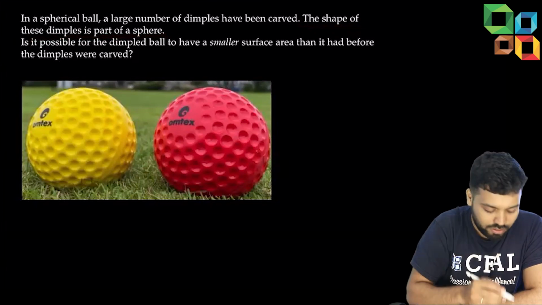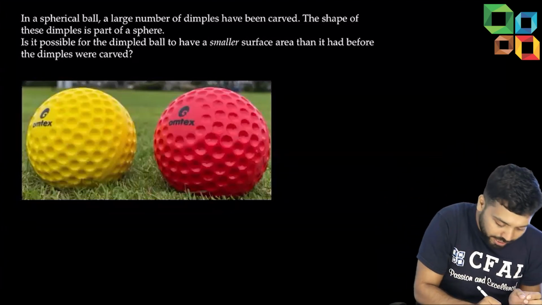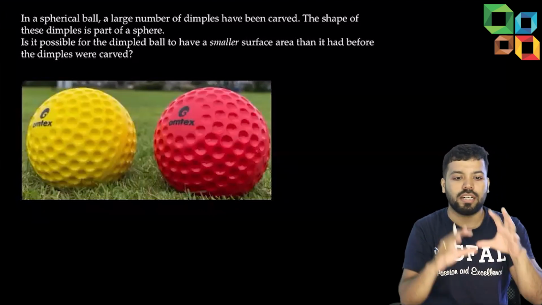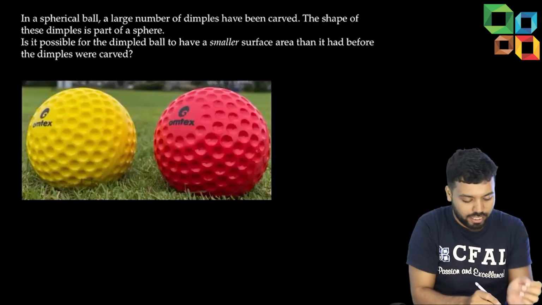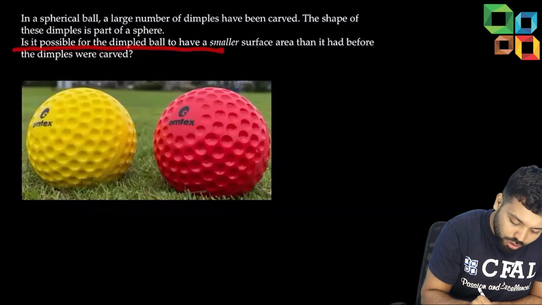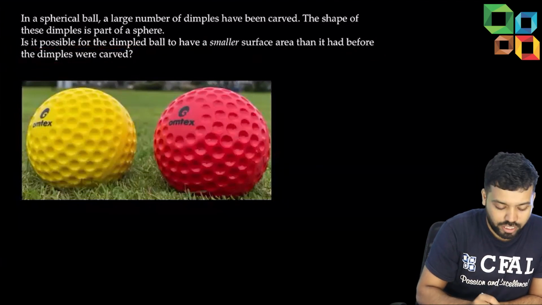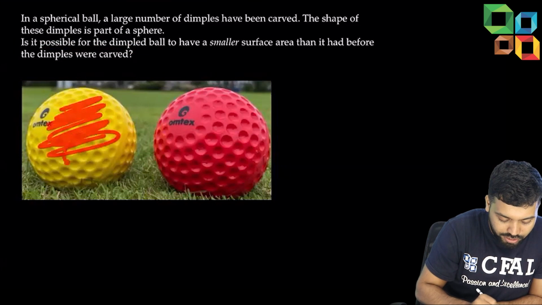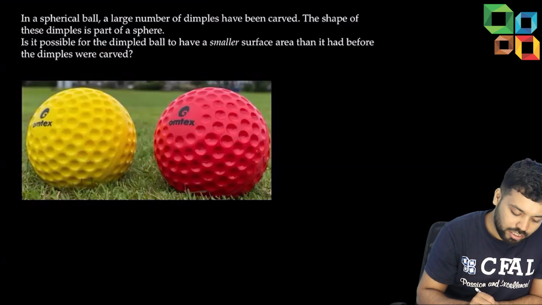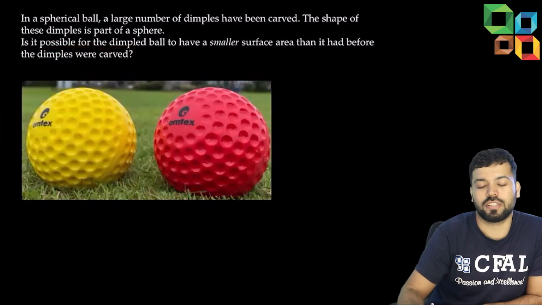Okay, so each of this, if you take this small one, this is actually a part of a bigger sphere. If you take this, you can make a bigger sphere using this smaller one. So basically, they have taken one sphere, they have cut it and they have put it here inside that. Okay, now is it possible for the dimple ball to have a smaller surface area than it had before the dimples were carved? Okay, initially there were no dimples like this. It was like a proper sphere. Now they have made dimples. Now they are asking, is it possible for this sphere to have smaller surface area compared to the original sphere?